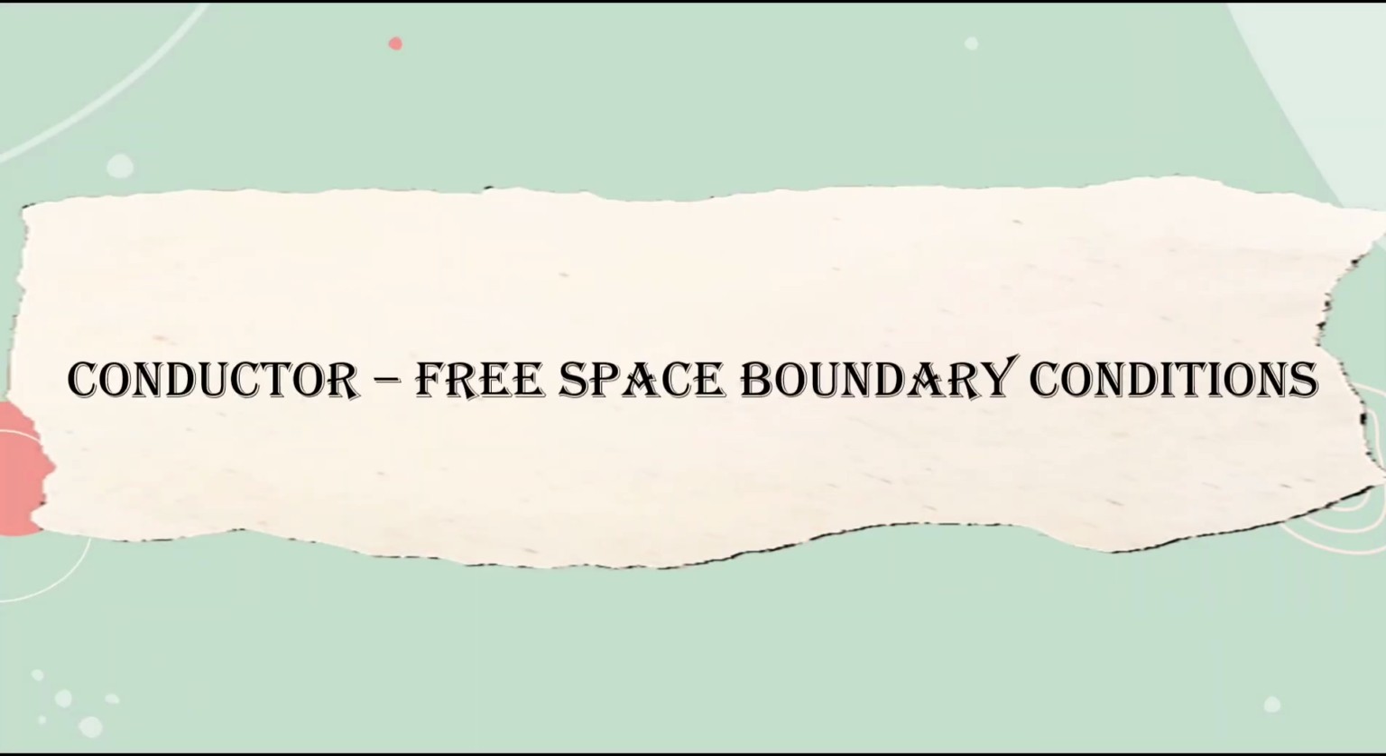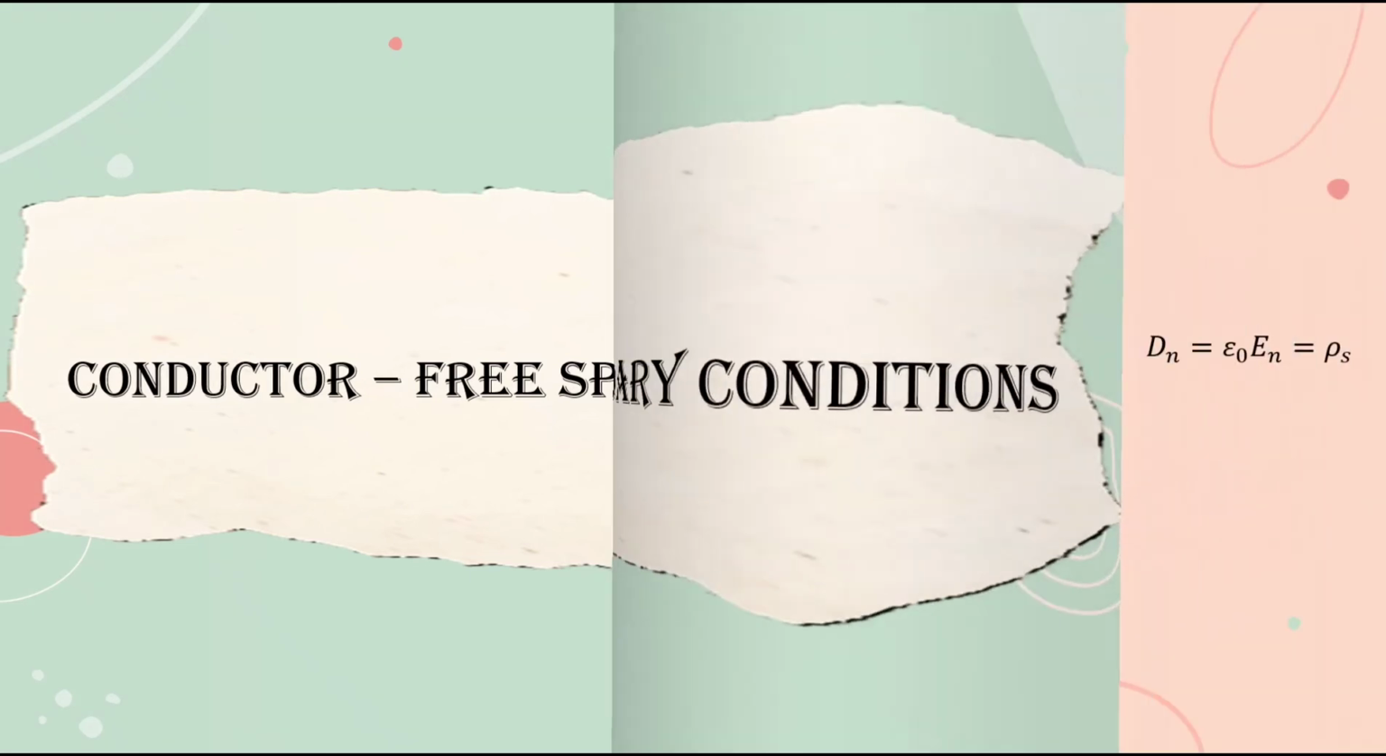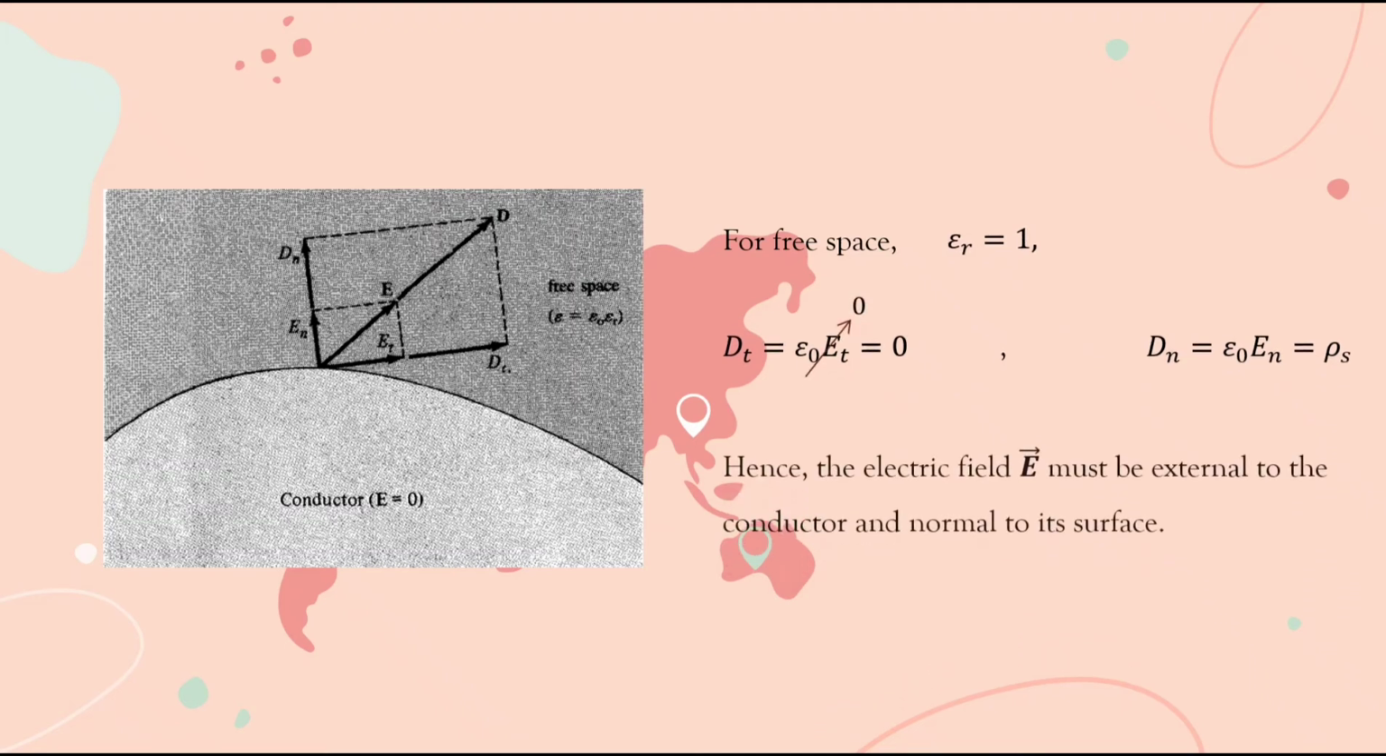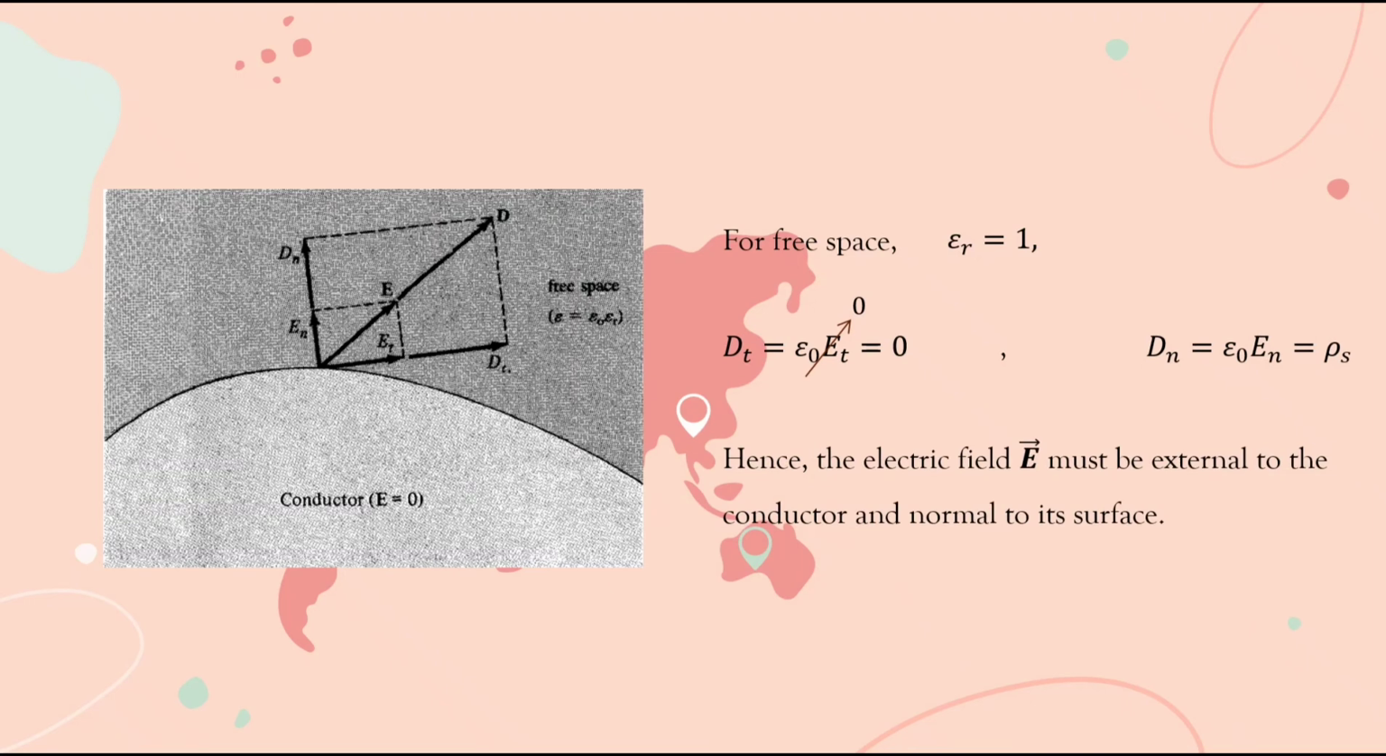Conductor-free space boundary conditions. For free space, we know that epsilon r equal to 1. Then we can write the equations for tangential and normal components of electric flux density as the following. Hence, the electric field E must be external to the conductor and normal to its surface.